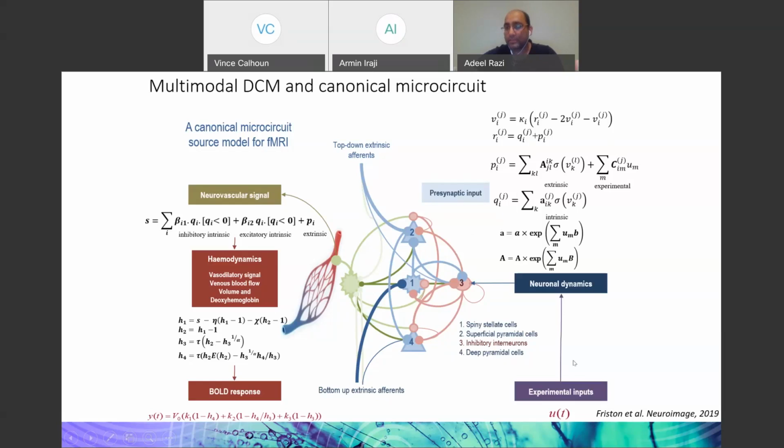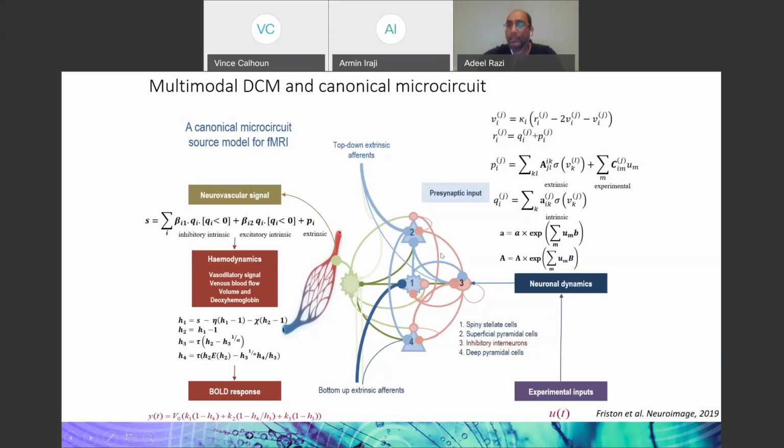What happens is that experimental input perturbs the neural dynamics, and these neural dynamics are modeled by a canonical microcircuit. This canonical microcircuit is composed of four neuronal populations. Number one, which is spiny stellate cells. Number two, superficial pyramidal cells, inhibitory neurons, and deep pyramidal cells.